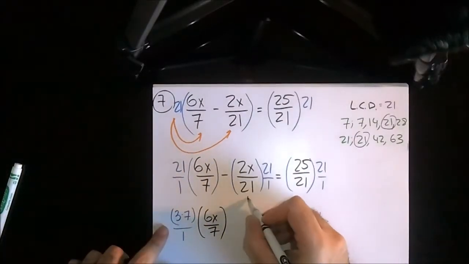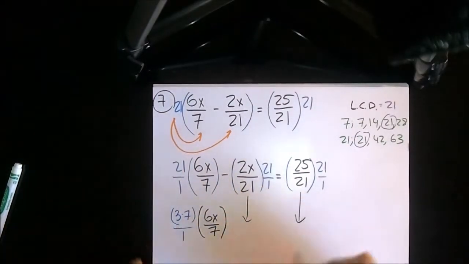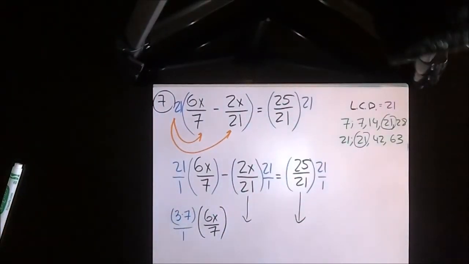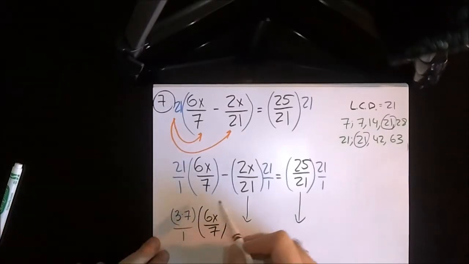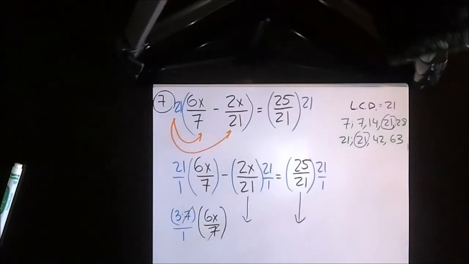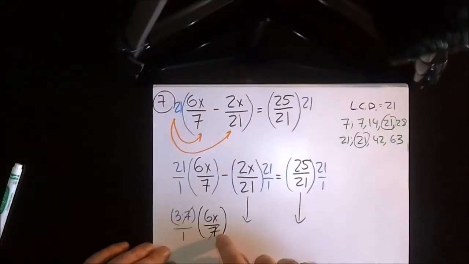And I want to just carry these guys over just for one step because I just want to work on this one. Over here, I can cancel out. The reason I broke this 21 into 3 times 7 is because now I have a 7 at the top and a 7 at the bottom. That's the only thing I can cancel out, but it's enough because it gets rid of my denominator.